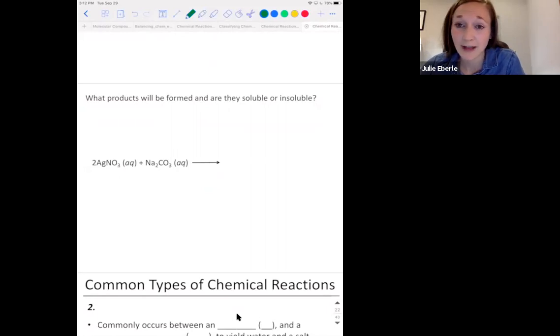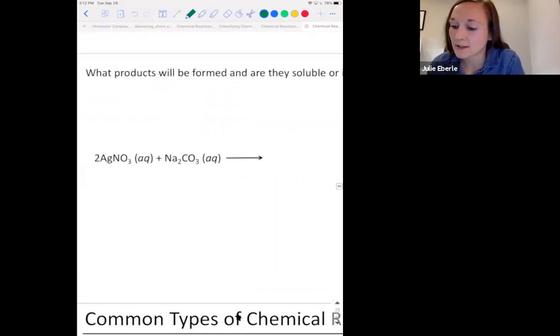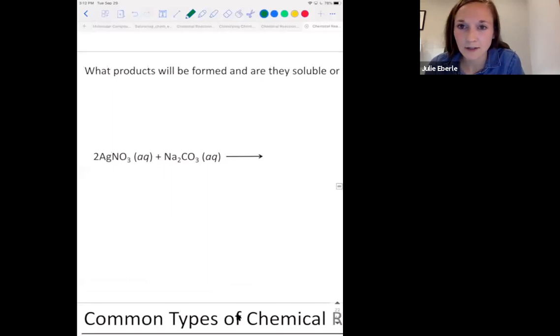Okay, so first off, how do we go about this? Here's what I see. I'm looking at these reactants. What kind of compounds are these? Well, first off, I notice that they're compounds. You've got multiple elements involved. If I look closely, you should notice that they're ionic compounds. So you've got the cation in this first one is Ag, that's silver, and then nitrate is the anion. And then in the second compound, you have sodium as your cation, carbonate as your anion.